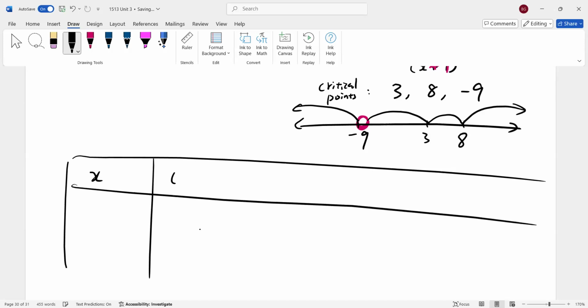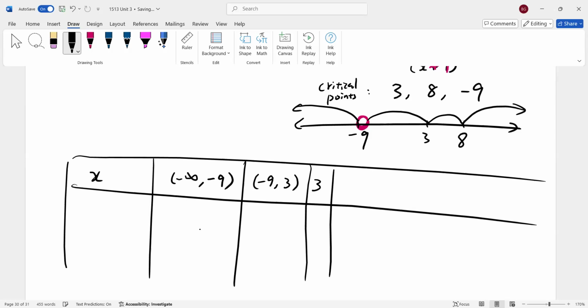X from negative infinity to -9, open. -9 is not in the domain, so forget about it. And then from -9 to 3. 3 is in the domain, is a 0. We can put it here. It really depends on how you design the chart.